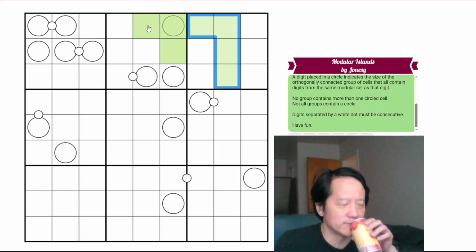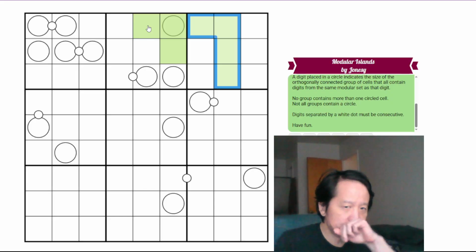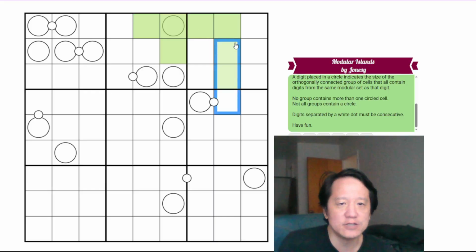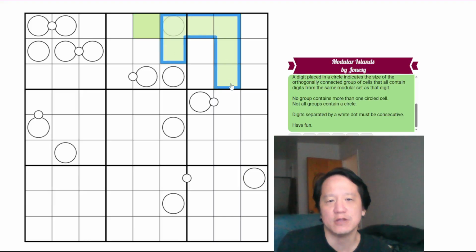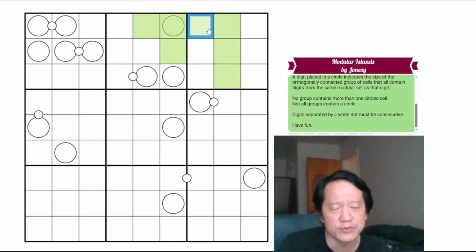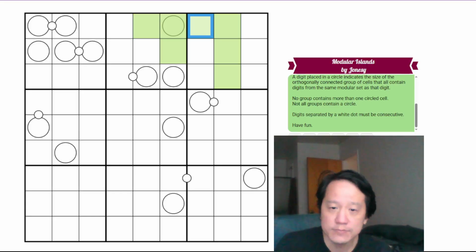I need some water. You can go from any cell in this orthogonally connected group to any other cell in this orthogonally connected group just by going through edges, all while staying within the region. Actually, let's just use this one.